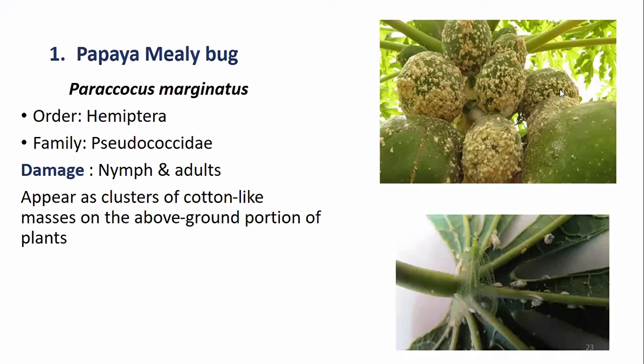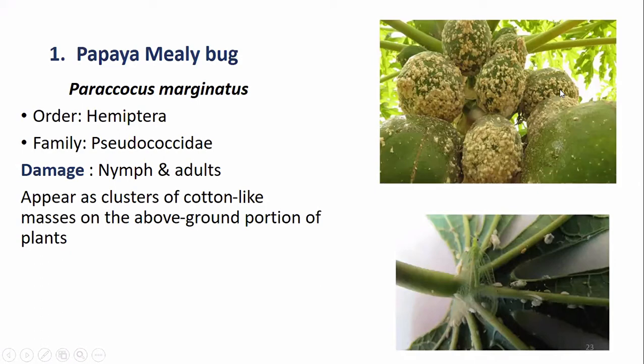Paraphocus marginatus is the coastal organism. It is the mealybug, order Hemiptera and family Pseudococcidae. Here you can see the clusters of cotton-like mealybugs on fruit, which suck the sap and affect fruit formation.